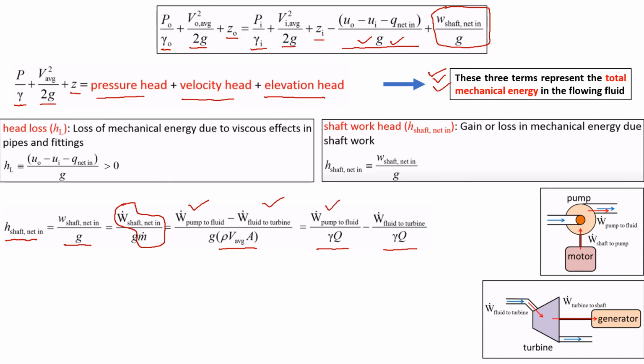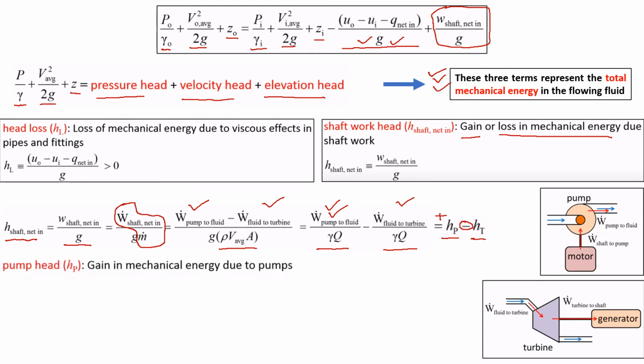So that's how we are going to represent these two work heads of the shaft. That one is the positive work head, representing that of the pump, and that is the negative work head, representing that of the turbine. HP is the shaft work head of the pump, and minus HT is the shaft work head of the turbine. This negative sign represents the loss in mechanical energy, and here is a positive sign that you are not seeing, which is the gain in mechanical energy due to shaft work. So pump head, HP, is the gain in mechanical energy due to the pump, and turbine head is the loss of mechanical energy due to turbines.